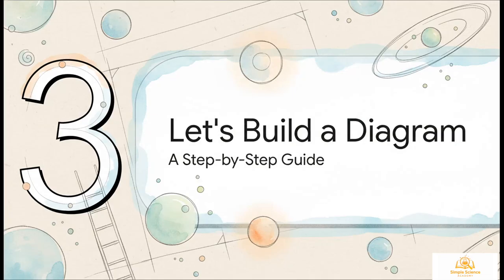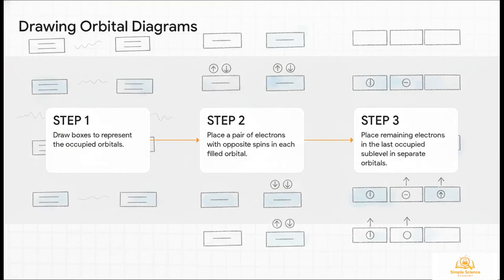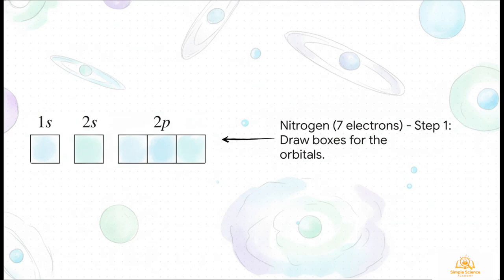All right, you ready? We've got our address system, we know the rules. Now it's time to put it all into practice. We're going to be atomic architects and build our very first orbital diagram from scratch. It looks way more complicated than it is, I promise. It really just comes down to 3 steps. First, we'll draw the boxes for the houses. Second, we fill them from the bottom up, pairing up electrons with opposite spins. And third, we just make sure to follow Hund's rule for those last few electrons. Easy. Let's try it with a real element, nitrogen.